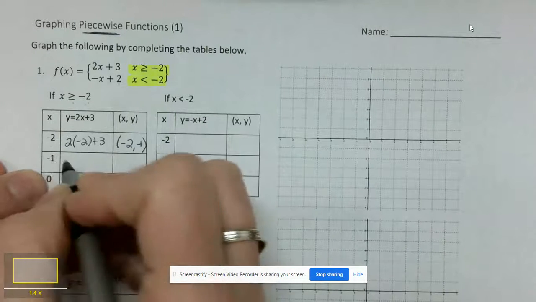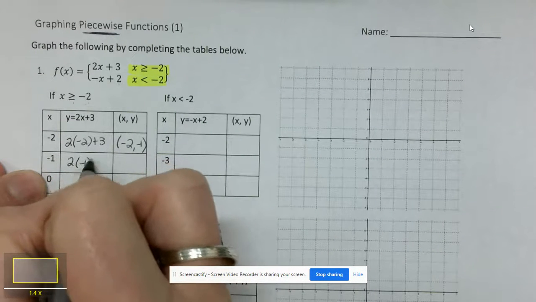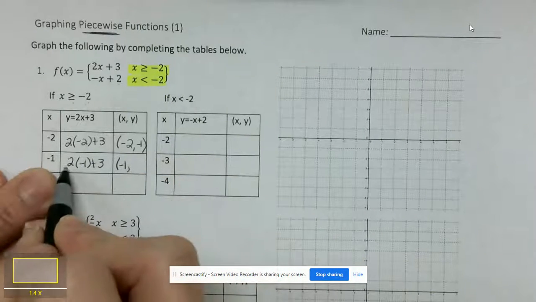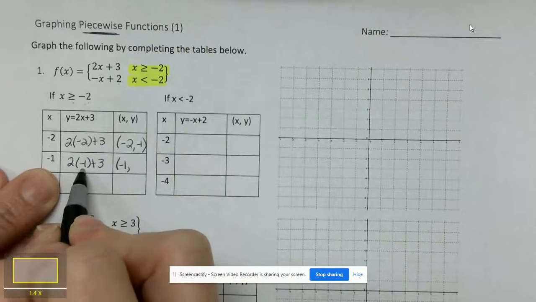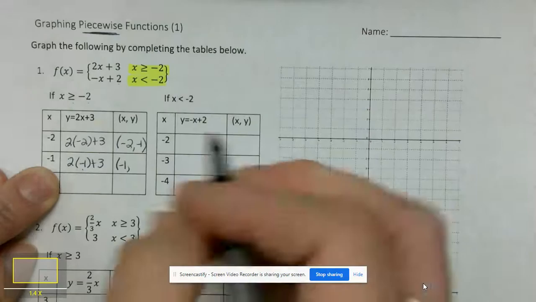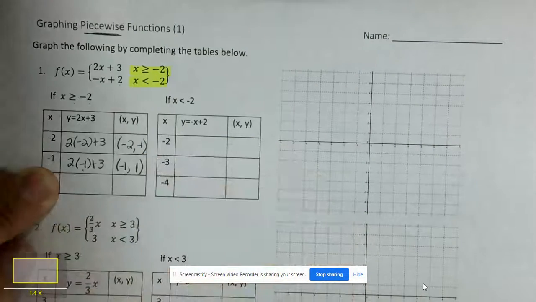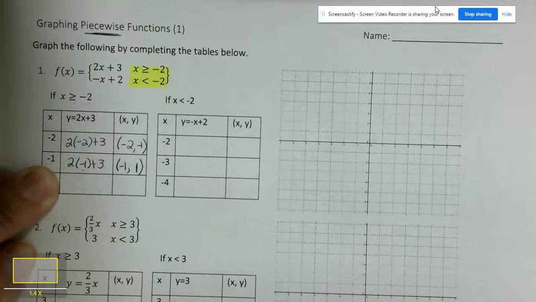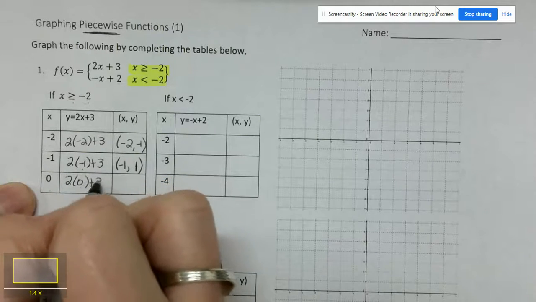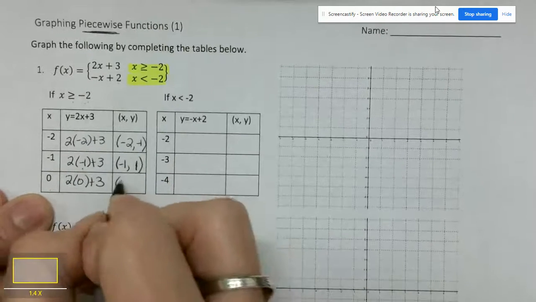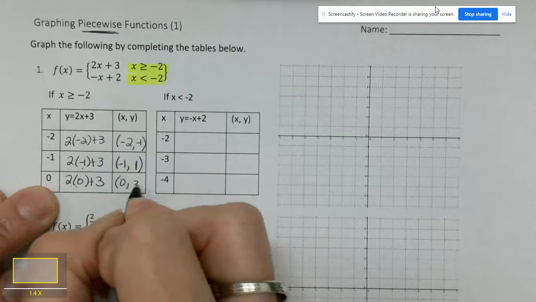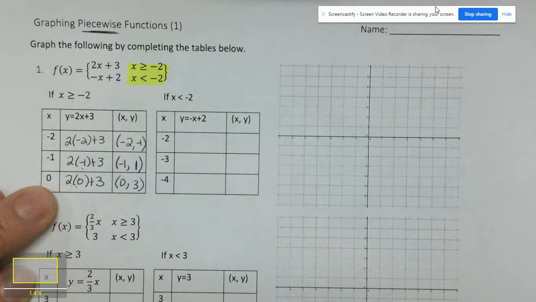Then if I fill in negative 1, that'd be 2 times negative 1 plus 3. So that's going to be the point negative 1, comma, let's figure this out. 2 times negative 1 is negative 2, and negative 2 plus 3 is going to be 1. So that's the point negative 1, 1. Then, if I fill in 0, 2 times 0 plus 3. Okay, I'm filling in 0. 0 times 2 is 0, plus 3 is 3. So I get that point.